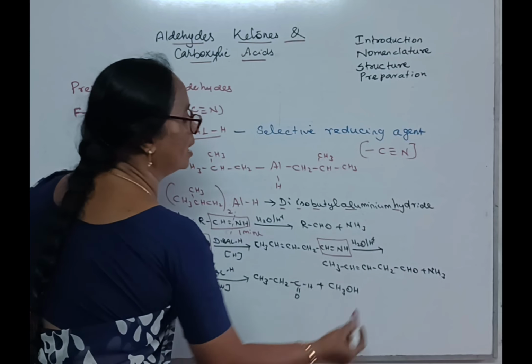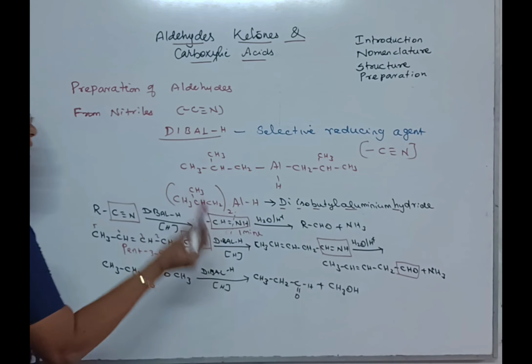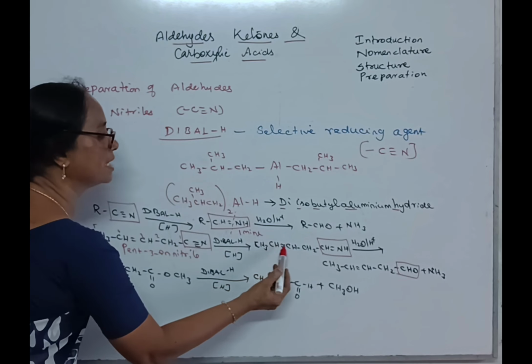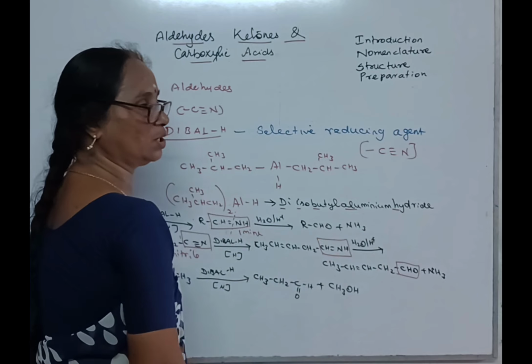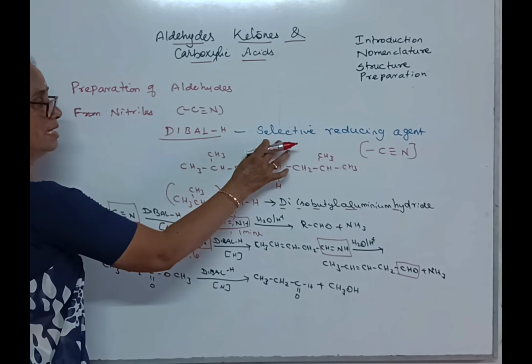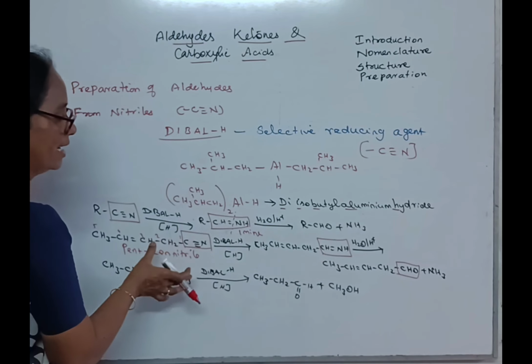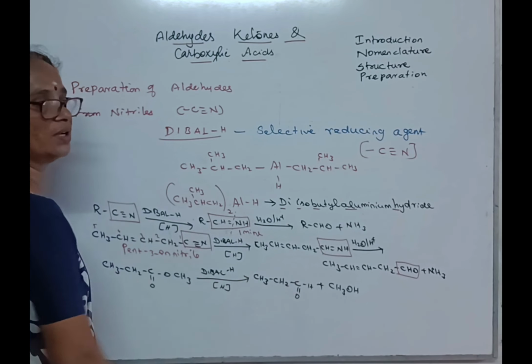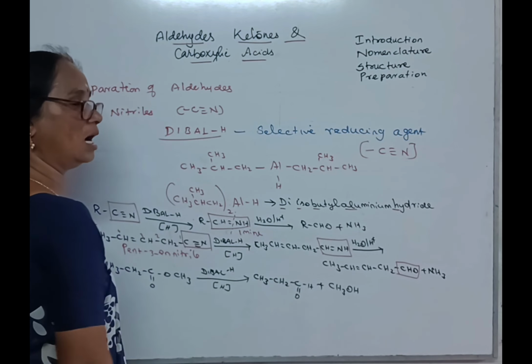Followed by the hydrolysis, we are getting aldehyde and ammonia. The reduction may also take place in the doubly bonded carbon, which can also be converted to CH2, CH2. But the reducing agent is the selective one that can affect only the cyanide, not the position of the double bond. And esters can also be reduced to aldehydes.